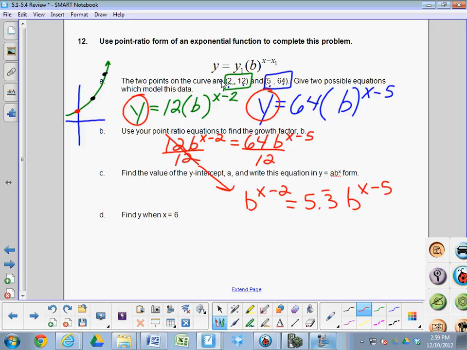Next, you're going to group your b to the somethings. In other words, you're going to divide both sides by b to the x minus 5. So you're going in the opposite direction that you went with the number. I brought the numbers to the right. Now I'm bringing the variable parts to the left. I'm removing the variable parts from the right.